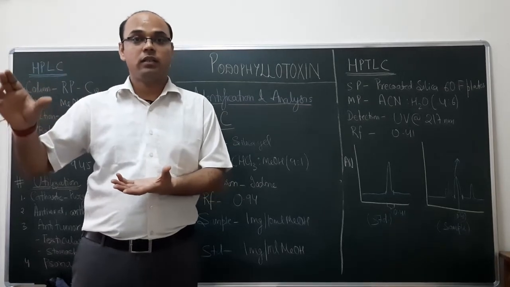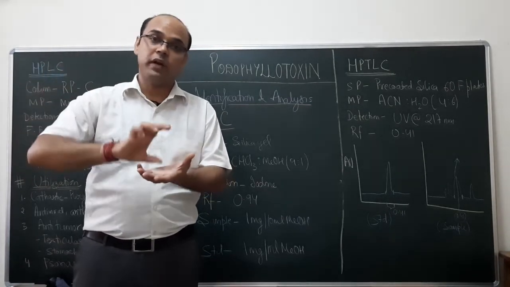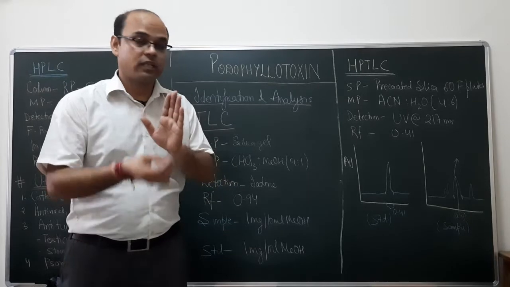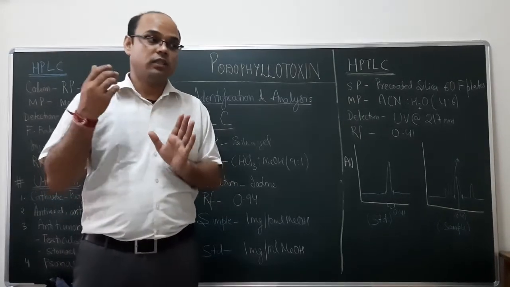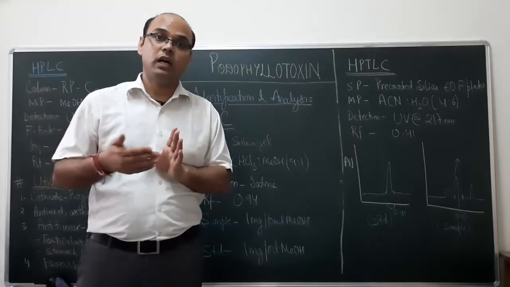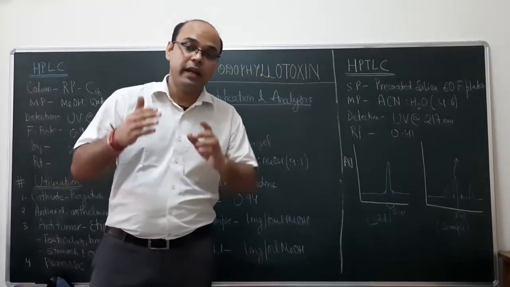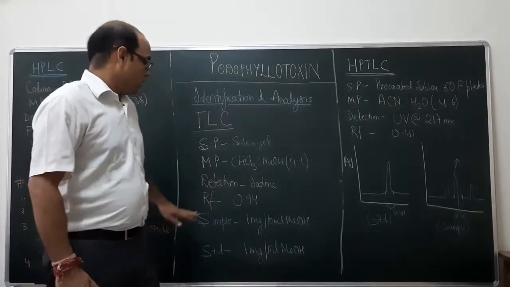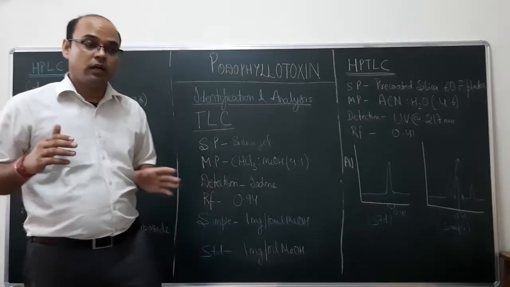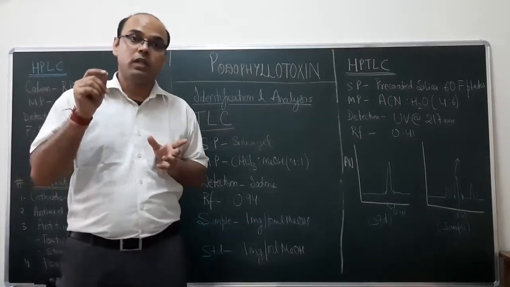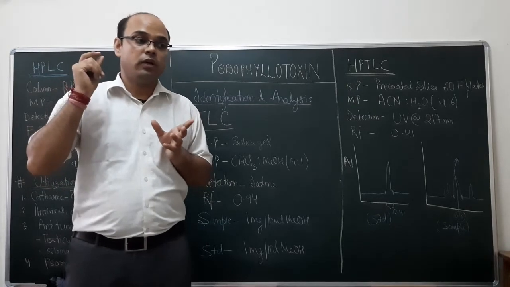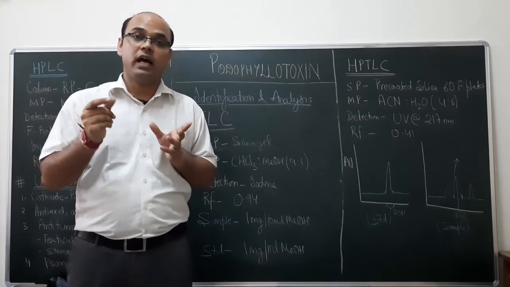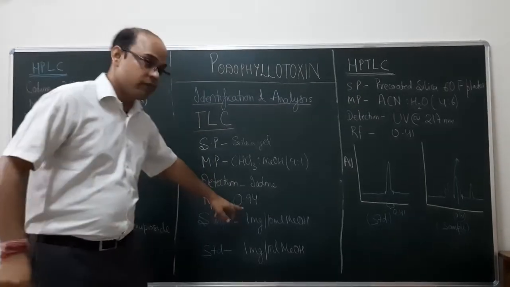After drying the plate, we can put it into the iodine chamber, and due to the reaction with the iodine, some derivatives of podophyllotoxin will form, and it will appear in the form of a band on the TLC. You can detect the spot or the band of your podophyllotoxin at an Rf value of 0.94.